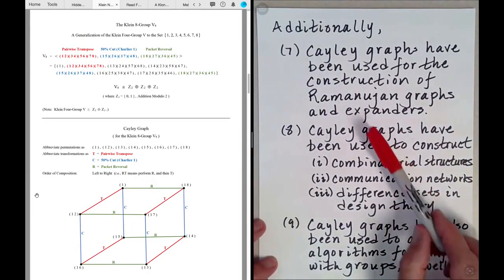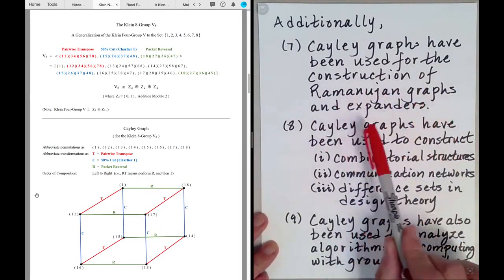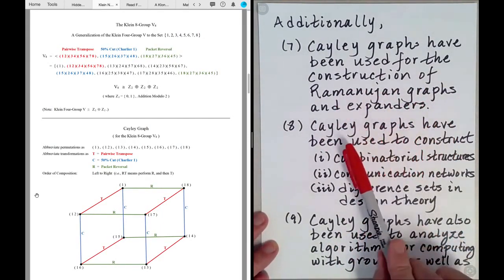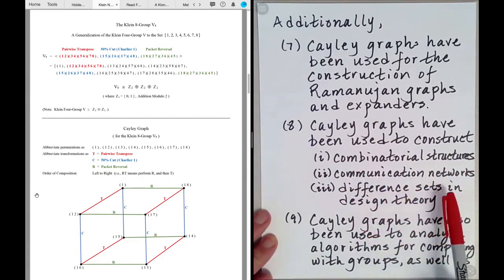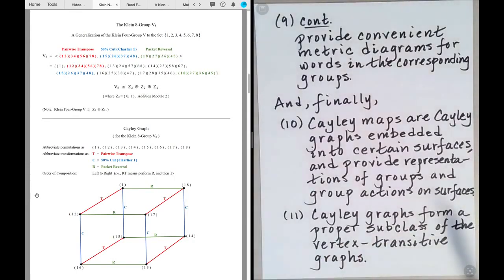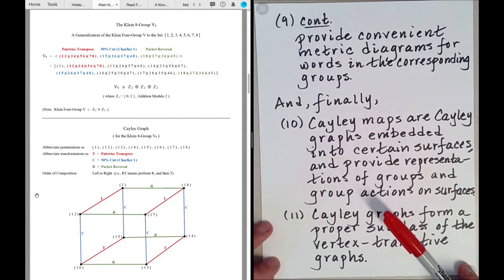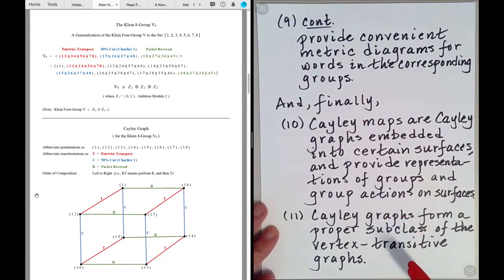Cayley graphs have been used for the construction of Ramanujan graphs and expanders. Cayley graphs have been used to construct combinatorial structures, communication networks, difference sets in design theory. Cayley graphs have also been used to analyze algorithms for computing with groups, as well as provide convenient metric diagrams for words in the corresponding groups.